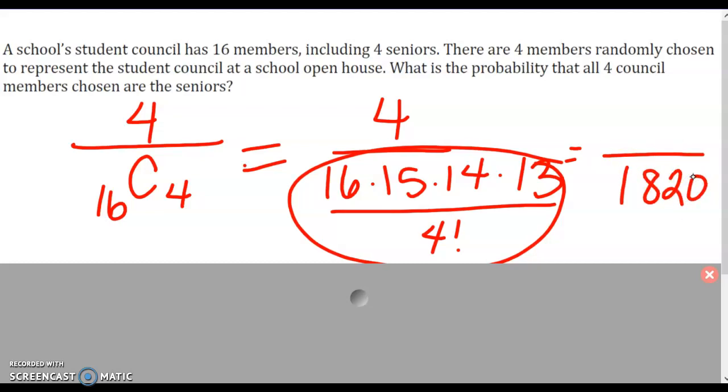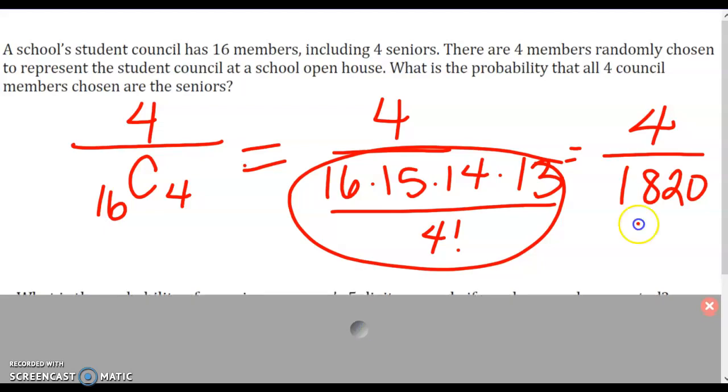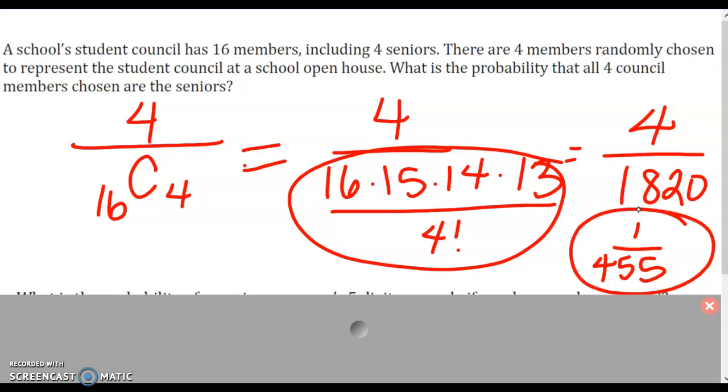Okay, so again, this is a really good time where that combination button would come in handy. So 4 out of 1820, well, that actually can be reduced as a fraction. All right, so I'm going to divide 1820 by 4, and it's going to give me 455. So 1 over 455. There's a 1 in 455 chance that all 4 seniors are chosen.